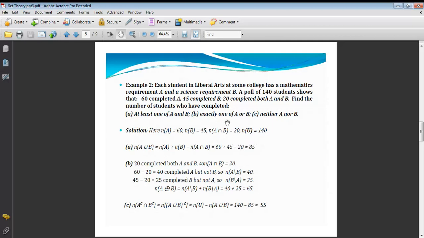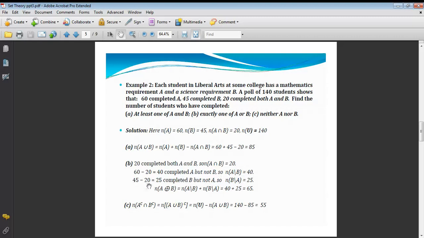For the second part, exactly one of A or B, that will be given by the symmetric difference of A and B. Now look, since 20 completed both A and B, n of A intersection B is 20. Now 60 minus 20, since 20 are common. So out of 60, 60 minus 20, that means 40 completed A but not B. That is your n of A difference B.